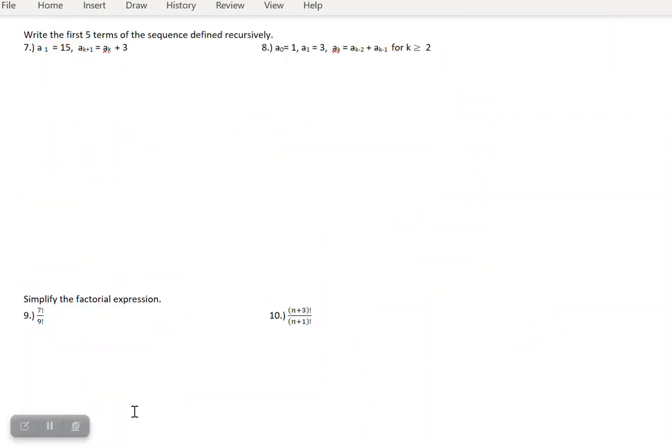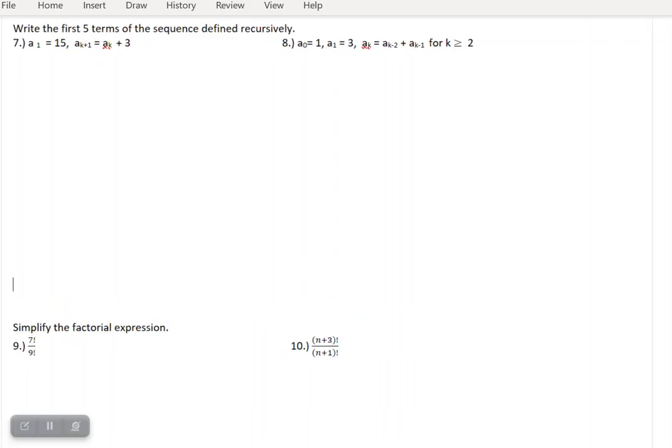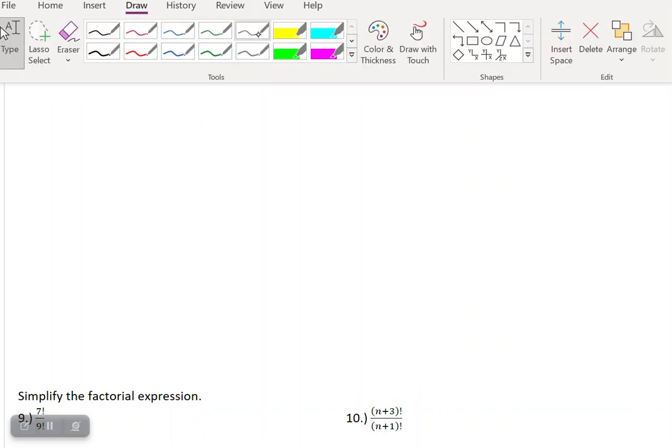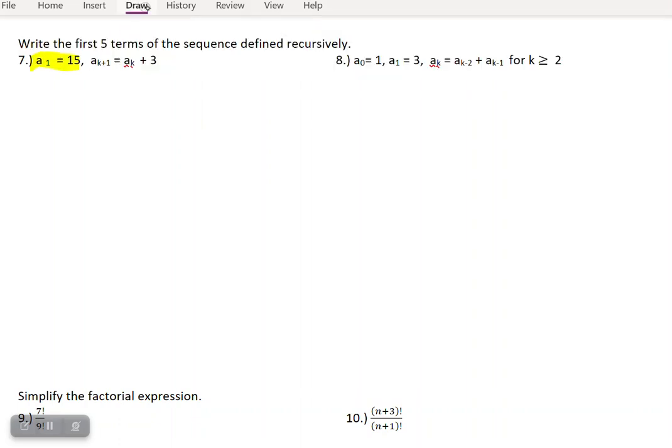We're going to finish with these last 2 questions, 7 and 8, and we're going to save the rest for Monday's class. It tells us to write the first 5 terms of the sequence defined recursively. So we just want the first 5 terms. Okay, we're only given the first one though, which in this case is 15. But then we're given this part right here, where it says a sub k plus 1 equals a sub k plus 3.